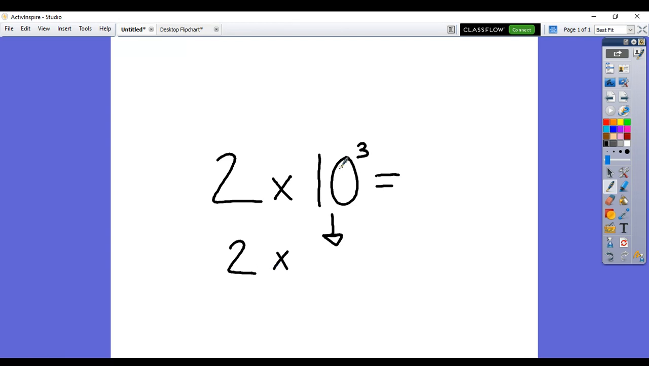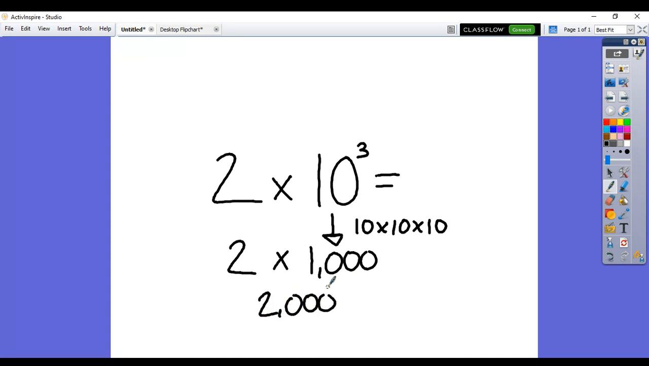This is not 10 times 3, right? I know a lot of people get confused and think this is 10 times 3, but it's not. It's just telling you how many times you're multiplying by 10. So that would be 10 times 10 times 10. I've got 1, 2, 3 times, and that's going to give you 1,000. Now we've got 2 times 1,000, and that's going to equal 2,000. So this whole thing is going to equal 2,000.